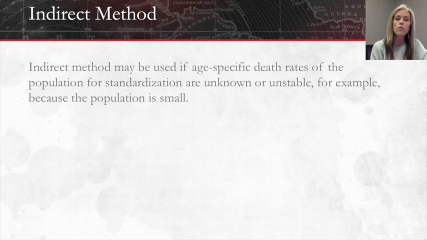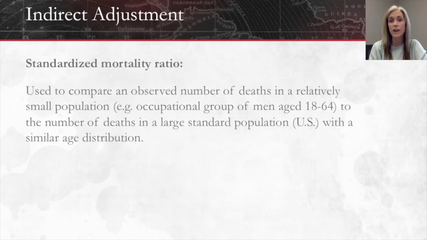So if they're unknown or they're unstable, meaning the age-specific death rates in the study population, then ultimately what's going to happen is you need to use the indirect standardization method. Now again, when you see the word standardized mortality ratio, know that you're doing indirect standardization.